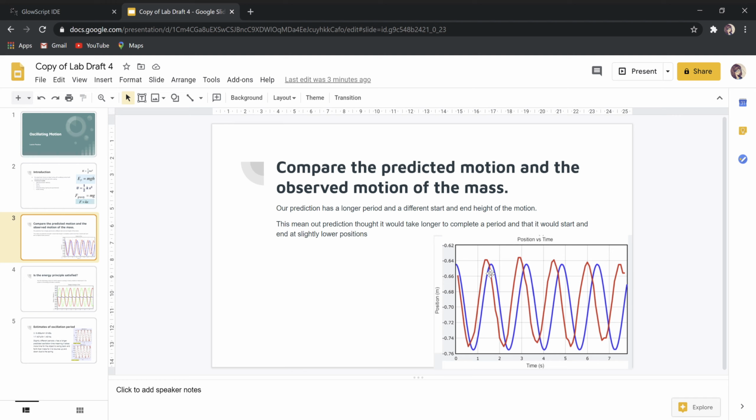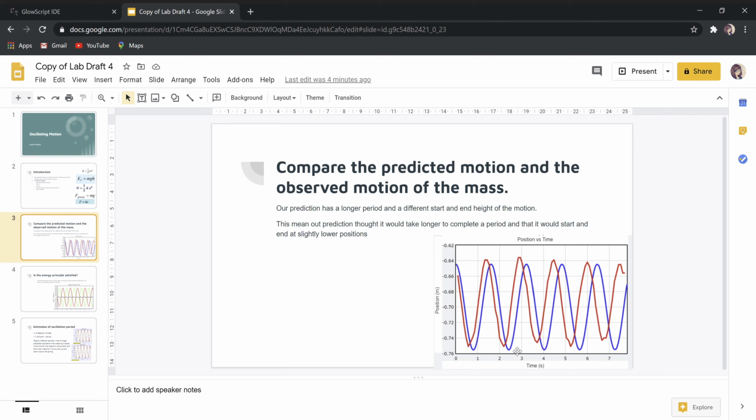Our predicted motion has a longer period, and has a different start height and end height. This means that our predicted motion predicted that it would take longer for our oscillating motion to complete one period, and it also thought that we would start our motion slightly lower and end slightly lower than it actually did.